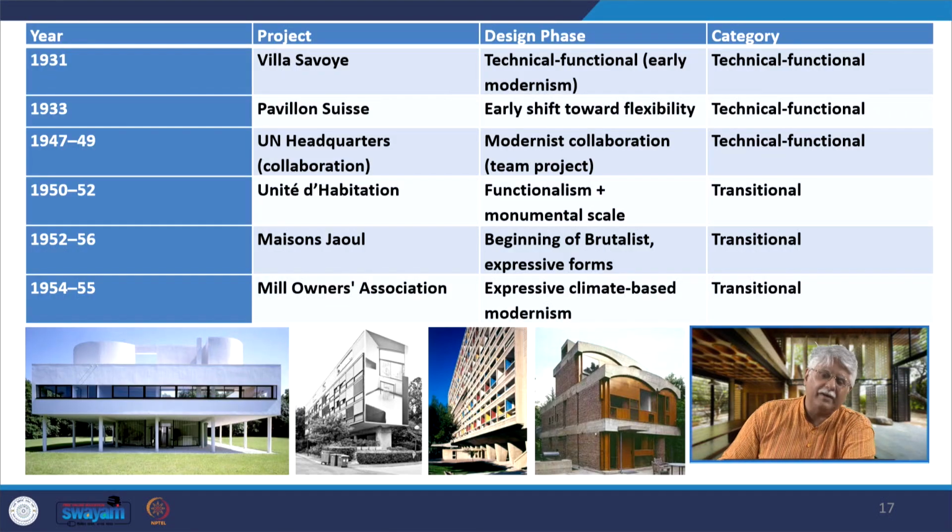So if you want to look at his projects, I will not read out the whole list. This whole list gives you the important projects like Villa Savoye, which was technical, functional, white planar geometry based on the Dom-ino system, five points of a new architecture. Then Pavillon Suisse, which was an early shift towards a more flexible brutalism.